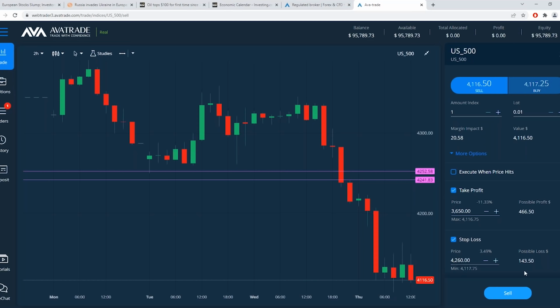4,260. Now I'm looking, I say, wow, possible profit. It's like triple what I'm risking. And that's with my stop loss above this resistance that it tried today to bounce up, and the more major breakthrough from last night, okay, from yesterday.